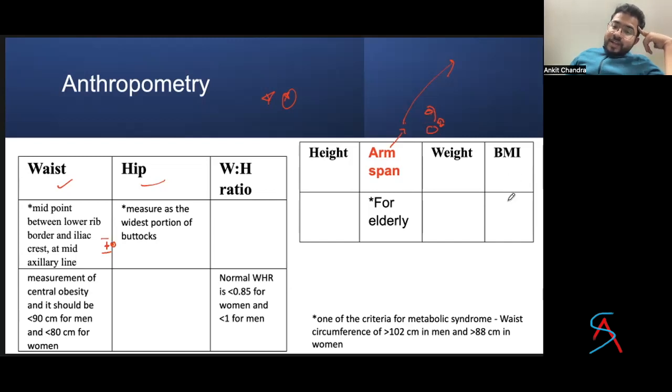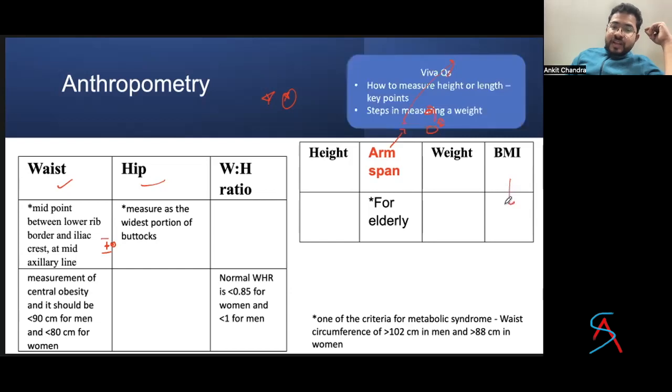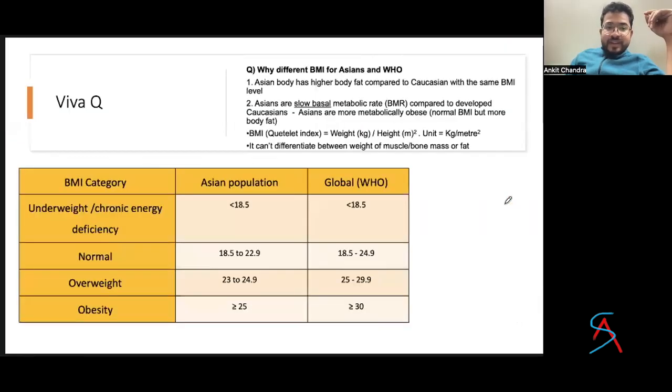How to calculate BMI? What is the classification of BMI? These are other important questions. How do you measure height or length? This is what they will ask you in the exam, how to measure weight and all.